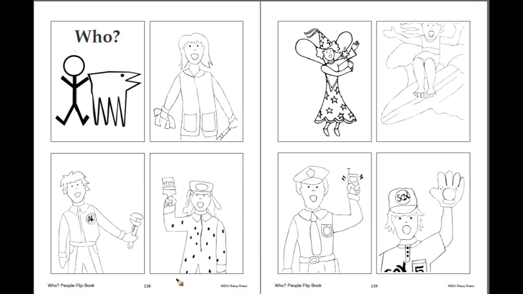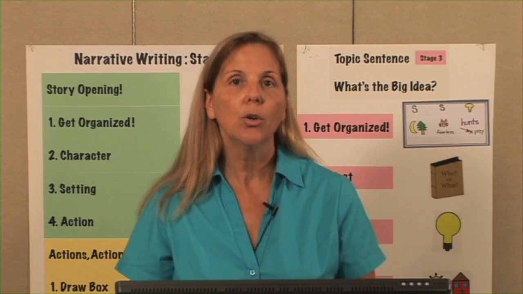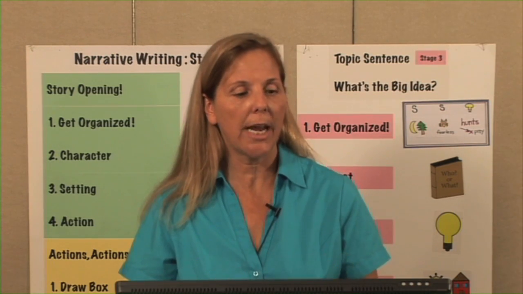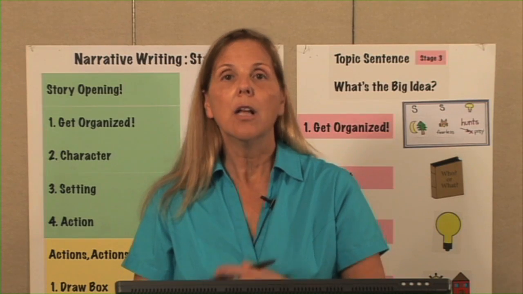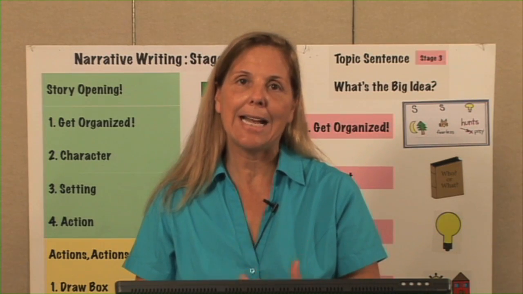Turn to page 238, 239 for who, as in who is in our story, a person or an animal. These cards are for a person. I have many different pictures here of people, which again, you would want to keep adding to. We have an artist, a painter, we have a plumber, we have a fairy, we have a surfer, a police officer, we have a baseball player. Kids can just keep adding and adding and adding.